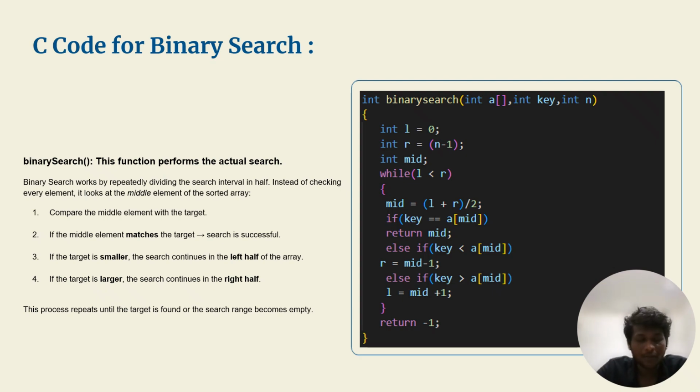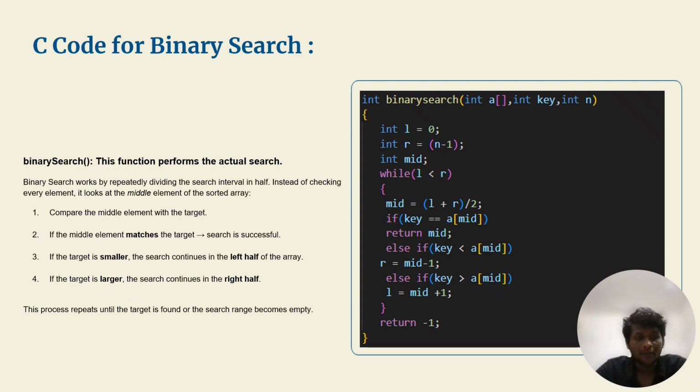Starting off with two pointers, left and right, marking the start and end of the array. We find the middle element next, and we have a variable, the target value. If it matches, it will show as element found. If not, if the target is smaller, then it will go to the left half. If the target is larger than the mid value, then it will go to the right half. The process repeats until the element is found or the search space becomes empty.